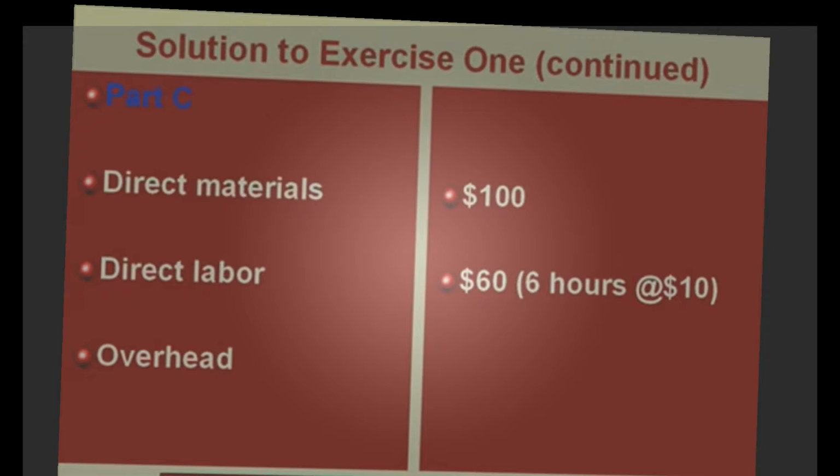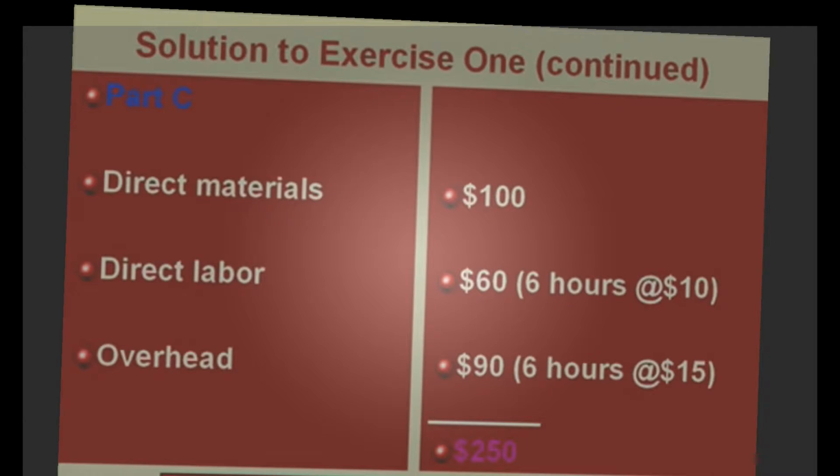How much would you charge for overhead? Didn't we decide overhead would incur about $15 per labor hour? They work 6 hours. So 6 hours at $15 is $90. That's the estimated overhead on this job. So the total is $250. That's the cost of the job. Then, of course, they'd add their profit margin before giving the customer an invoice.